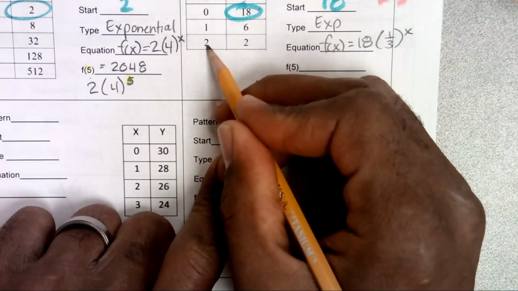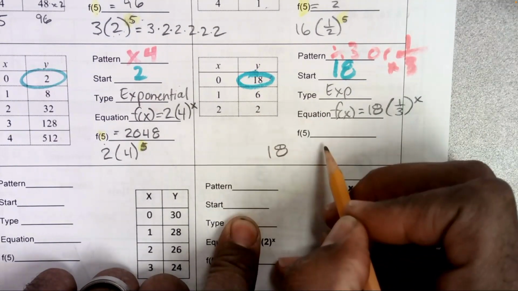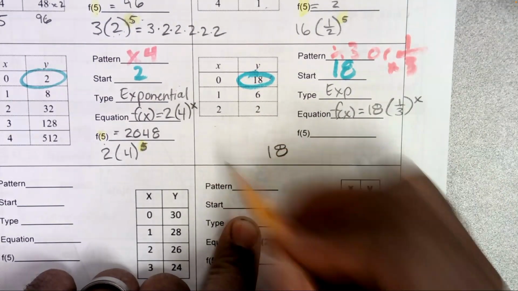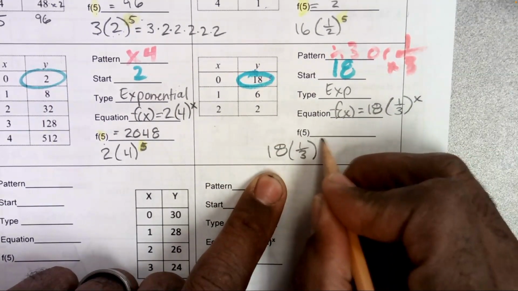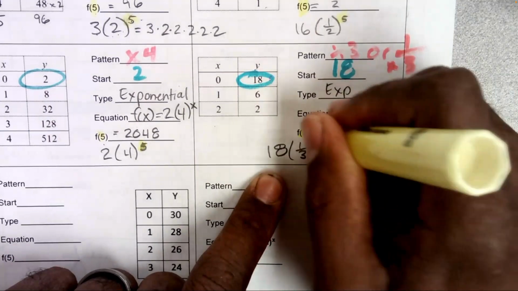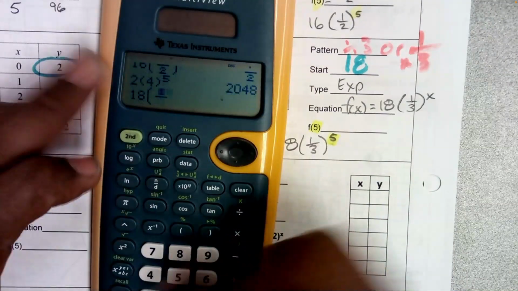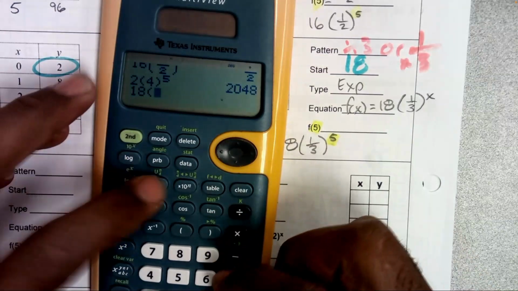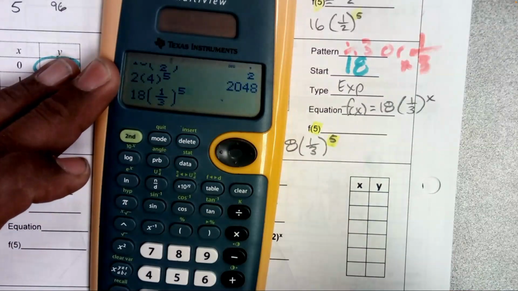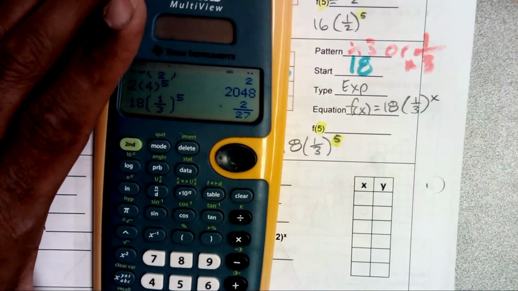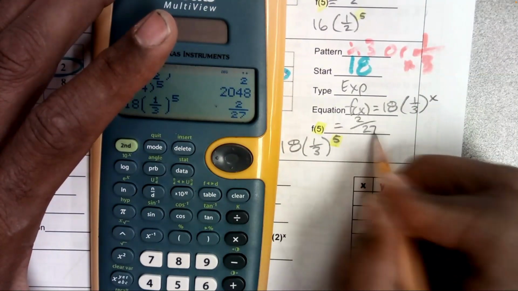Now you can see the 5 is not the next number in the pattern here, because 5 is the input, and it would have to go 3, 4, 5. So we're just going to go ahead and plug this in. 18 times 1/3 raised to the 5th power. So we're just plugging in that. Now we got 18. I use the fraction button for that one, times, or raised to the 5th power. Okay, so that's going to equal 2 over 27.